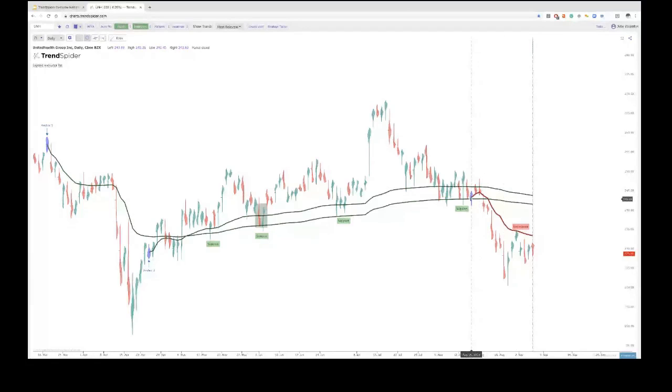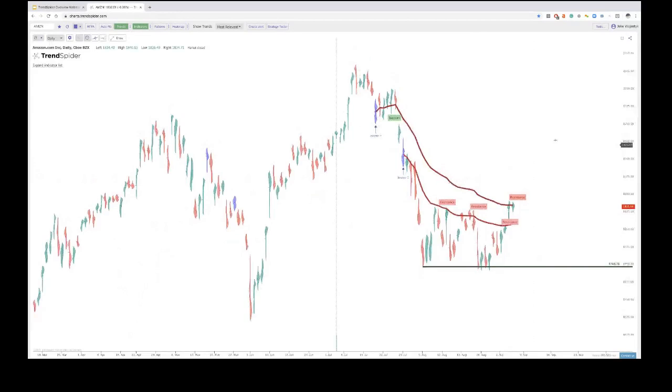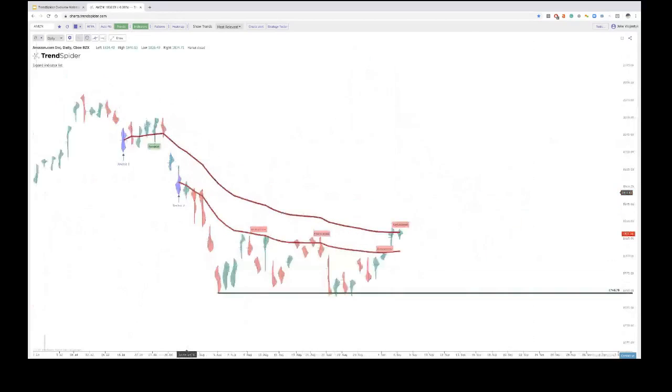Another example is Amazon. So we can see here Amazon on the daily raindrop. And this has been the last, let's say, couple months of price action here. And what you'll see are the 2 anchors that we've had here that I anchored from, the blue and the blue.